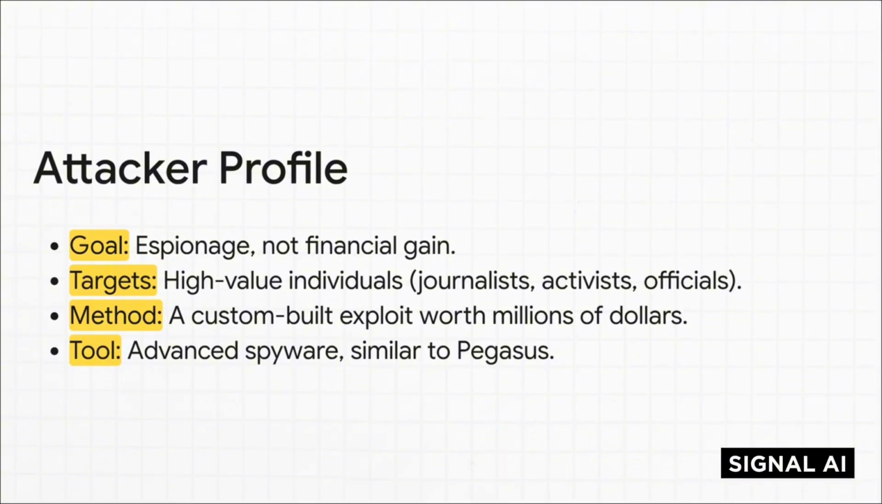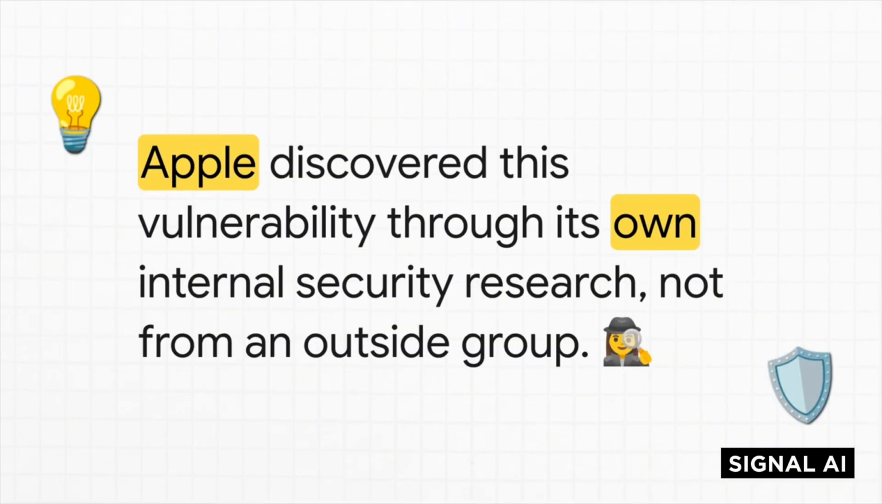They go after very specific, high-value people. Think journalists, activists, government officials, and they do it with these custom-built exploits that can cost millions of dollars to develop, all for one purpose, to silently steal information. But here's where the story gets really interesting.